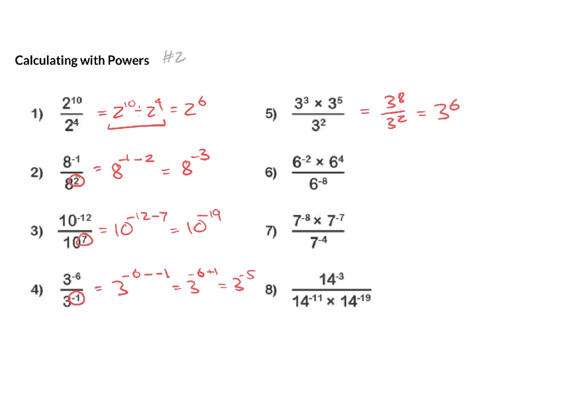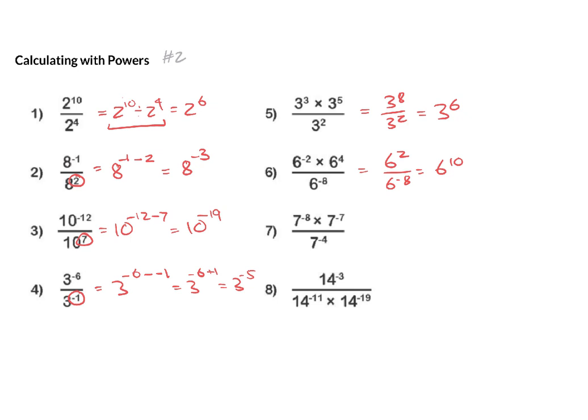Same for this one. So I'm going to have 6 to the negative 2 plus 4, so that is 6 to the 2 over 6 to the minus 8. And then I do 2 minus 8, which is 2 plus 8. So I get the answer of 6 to the power of 10. So again, I added these two numbers, negative 2 plus 4, gives me 2. Subtract negative 8, which is the same as adding 8, gives me 10.